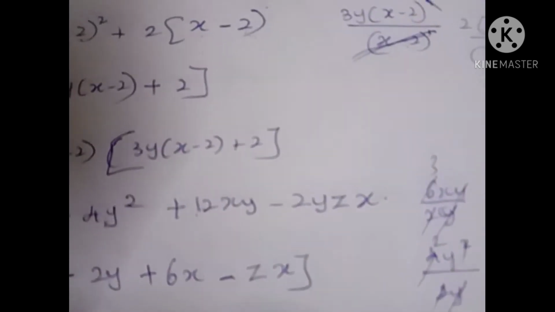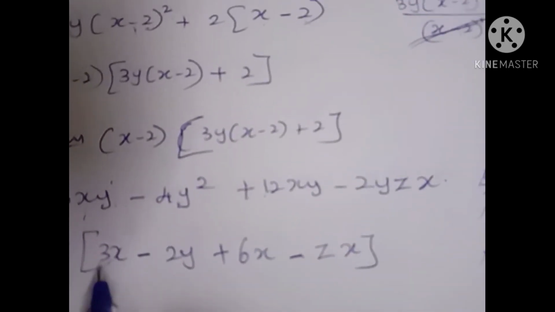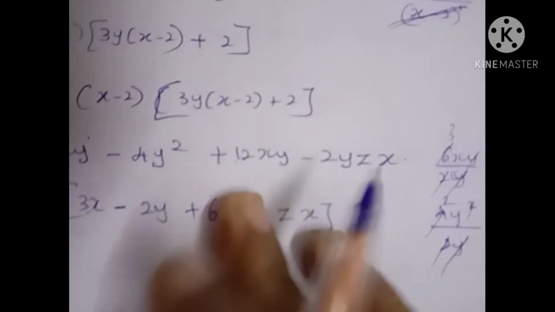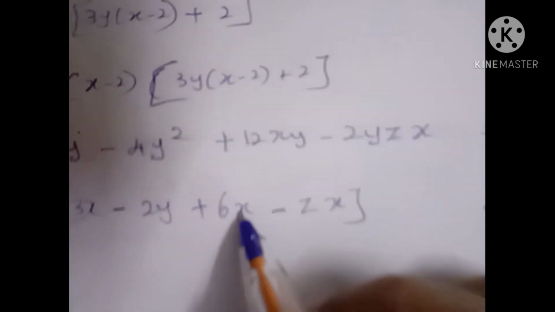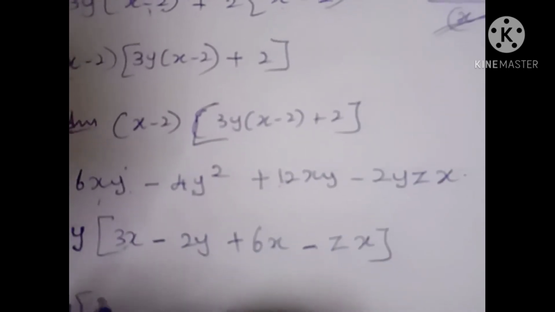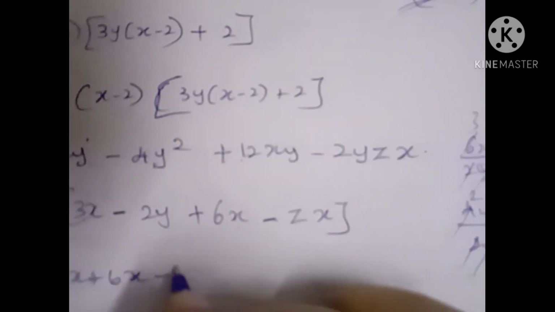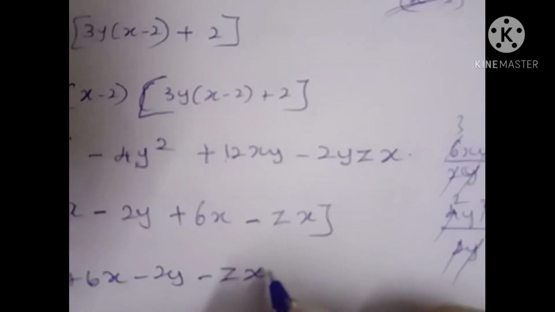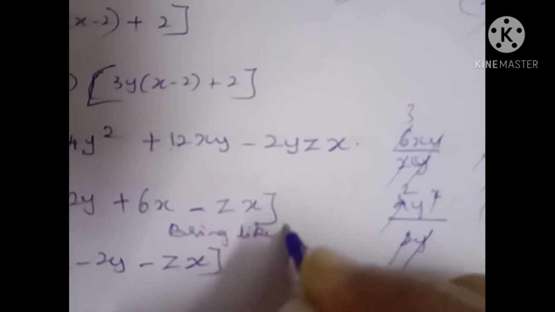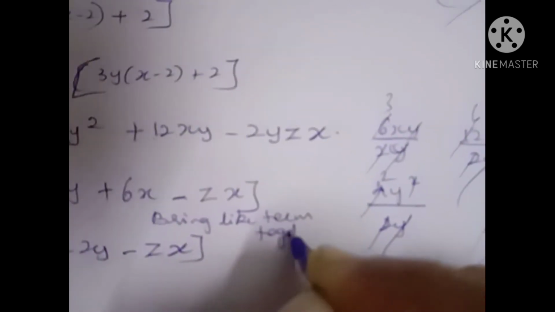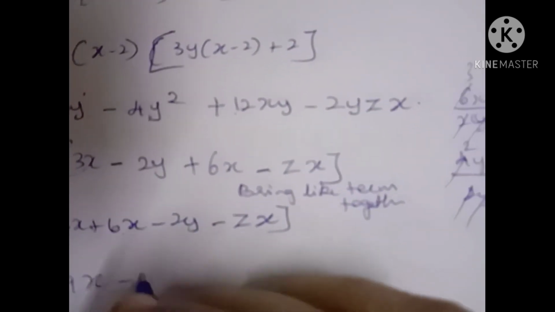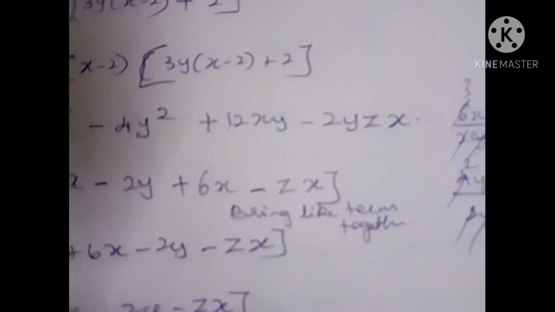Next, if you see this expression, you can see the like terms, that is 3x and 6x are like terms. Like terms means the terms which have the same variable with the same power. Therefore you can add them, bringing the like terms together: 3x plus 6x minus 2y minus zx. Three plus 6 is 9. So 9x minus 2y minus zx is your answer.